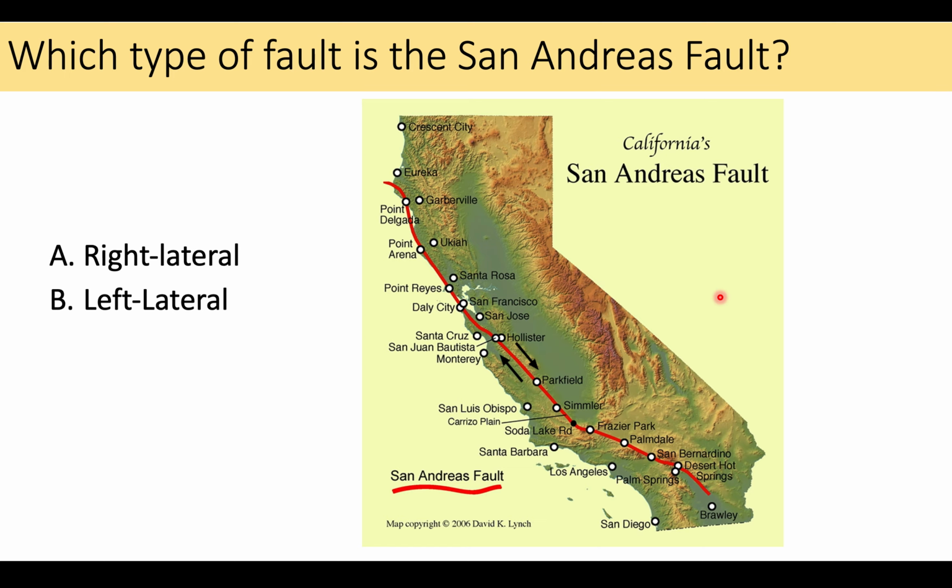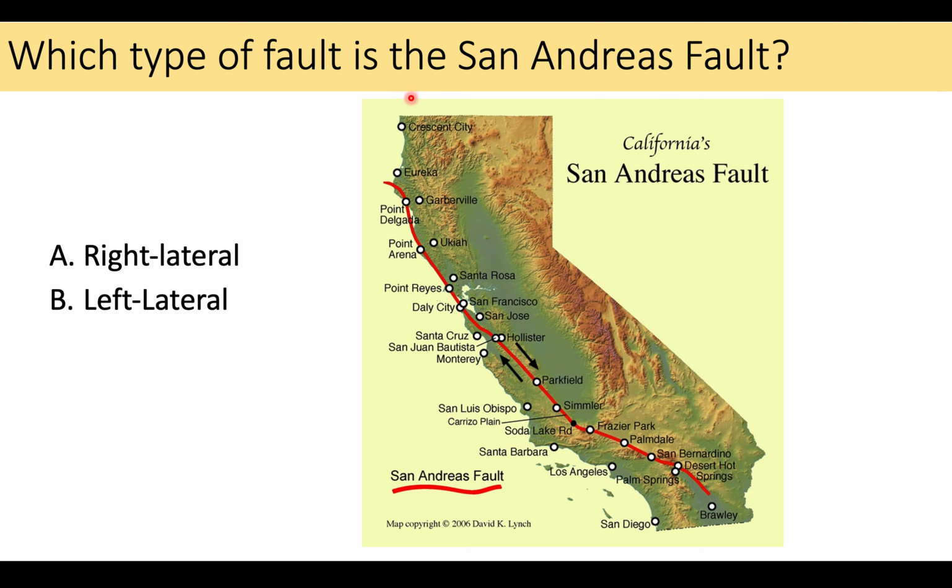But is it right lateral or left lateral? So here we look at the two arrows showing us the motion. If we were to picture these as the two sides of our blocks, like we have seen, this is the two sides of the fault line being the red line there. We would see that if we are looking at this as if we're standing in Mexico, for example, the right block is moving towards us. So the right side of the fault line is moving towards us.